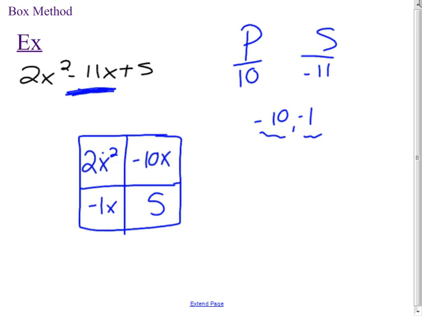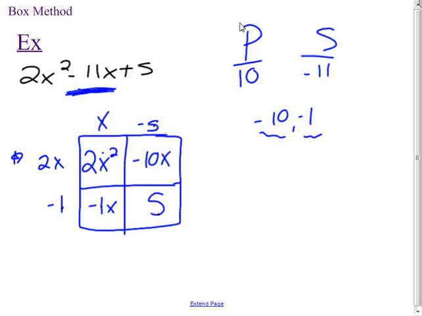Now, I have to factor out across my boxes. So I factor out here. Going horizontally, I can factor out 2 and an x. So what's left? 2x times x gives me 2x squared. 2x times what gives you negative 10x? 2x times negative 5. And going down, what can I factor out of the bottom? Again, you don't want that leading coefficient to be negative, so I'm going to factor out a negative 1. So negative 1 times x gives you negative 1x. And negative 1 times negative 5 gives you a positive 5.